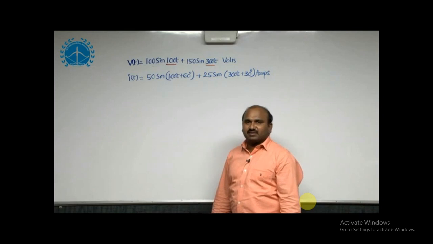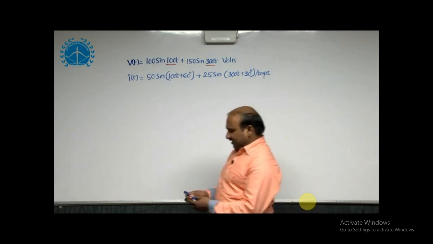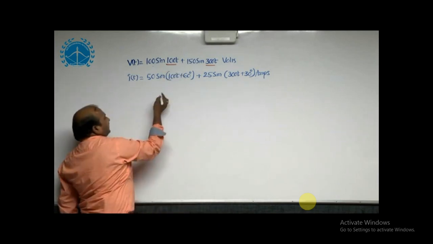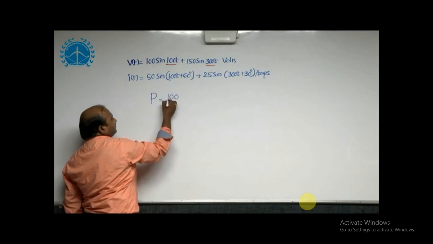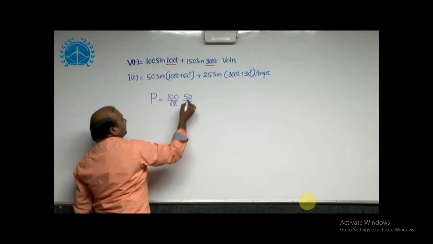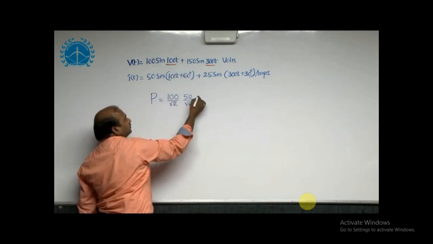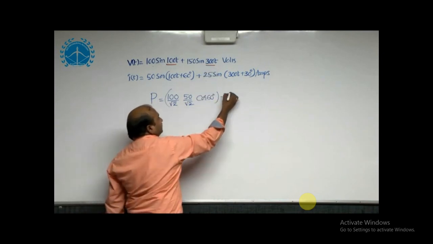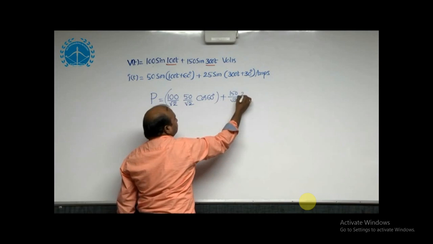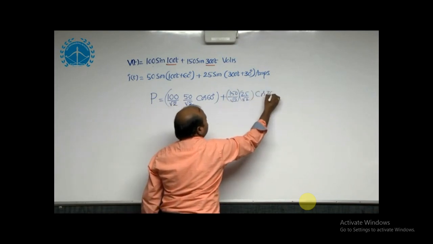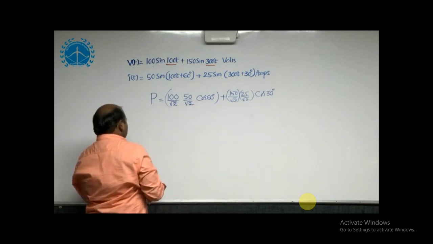Cosine of phase angle is nothing but power factor. First, according to the voltage and current, I can take the total active power. Here, the voltages are maximum values, 100 by root 2 and 50 by root 2, which is the RMS value, and the phase angle between these two is 60 degrees, cos 60. Plus 150 by root 2 RMS value, 25 by root 2 RMS value into cos 30 degrees. From this, you will get the total active power.